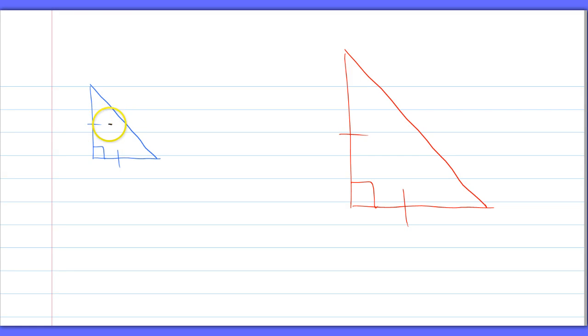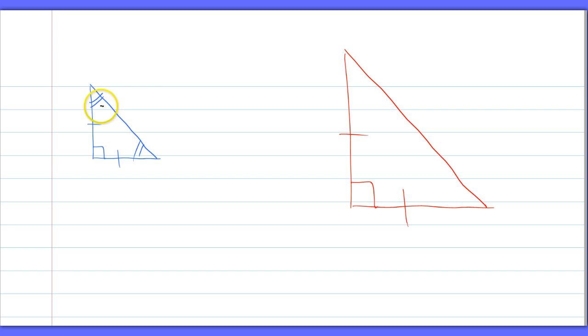This blue triangle is an isosceles right triangle. That is considered a special right triangle. There's only two right triangles that are special, and this is one of them. The name that's given to it isn't just isosceles right. It's actually called a 45, 45, 90 triangle.